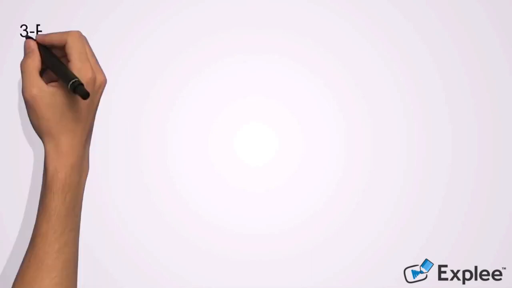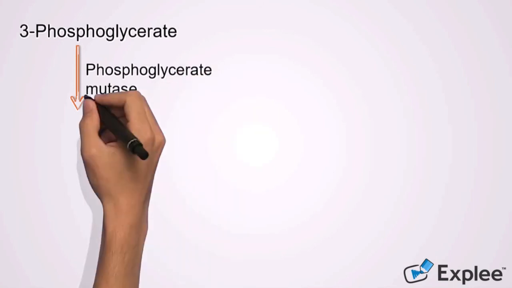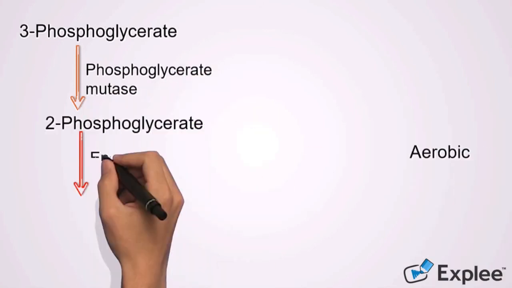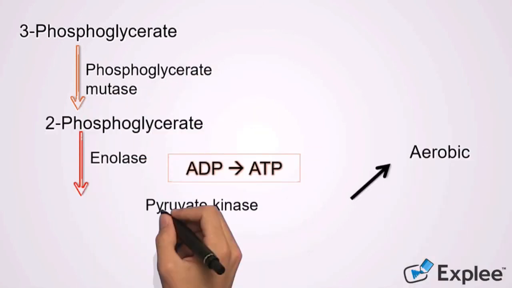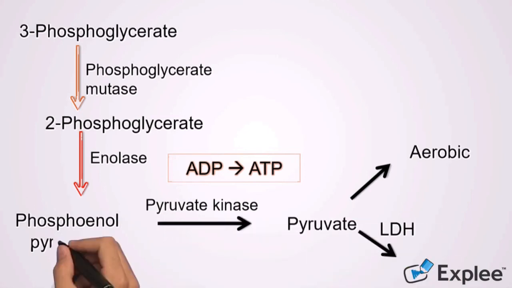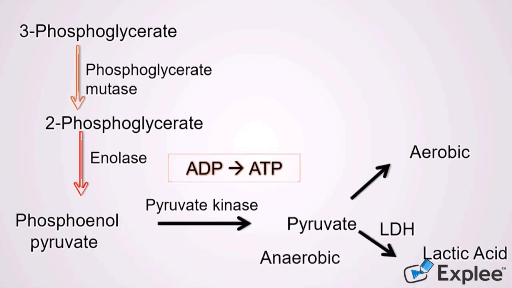The third phase will isomerize 3-phosphoglycerate to 2-phosphoglycerate. Enolase will act and produce phosphoenolpyruvate, where the enzyme pyruvate kinase will convert it to pyruvate and generate another ATP.